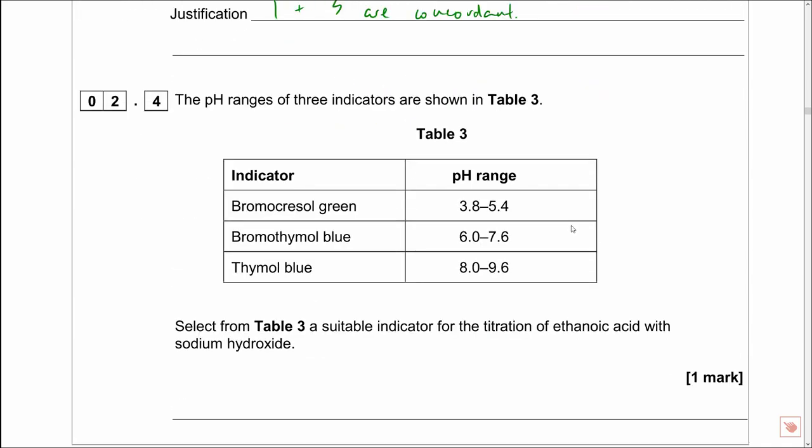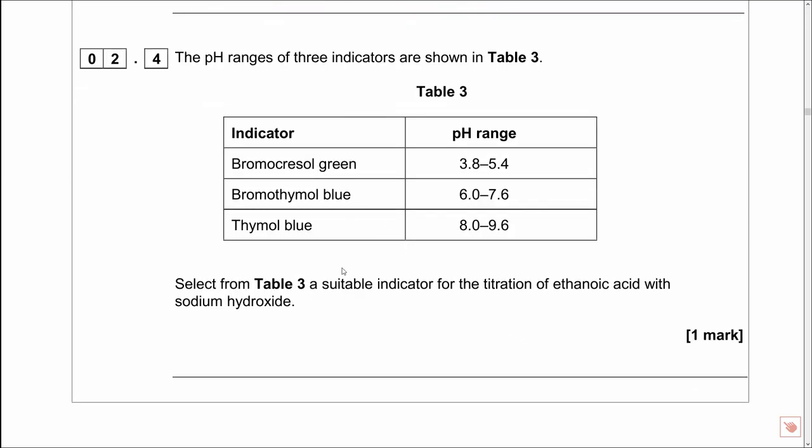pH ranges of three indicators are shown in table 3. Select from table 3 a suitable indicator for the titration of ethanoic acid with sodium hydroxide. Right, well, ethanoic acid with sodium hydroxide, depends which way around we're actually. If you imagine pH against volume of sodium hydroxide, you'd probably start at about 4 and then end quite high, about 13. So we want a higher end one up here, and so it's got to be this one basically.